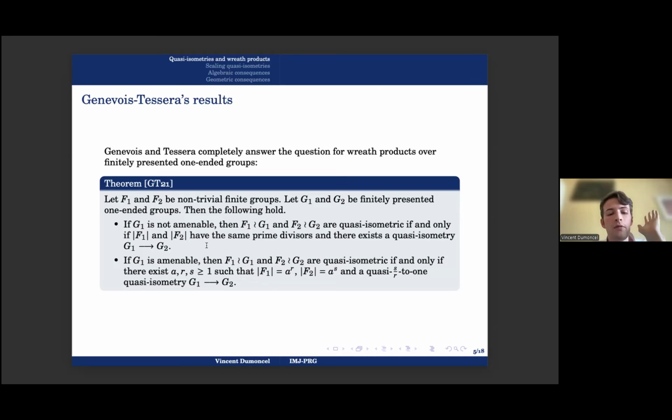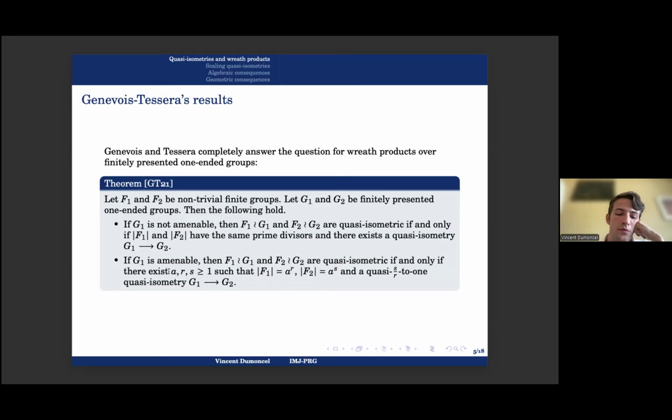But just for now, keep in mind that in the non-amenable case, these two conditions look completely independent of each other. You see, there is no interaction between the quasi-isometry here and the cardinalities of the Lemma group, or at least at first glance. The amenable situation is more rigid because here the criterion is saying that your two wreath products are quasi-isometric if and only if you have a stronger condition on the cardinalities of the Lemma group, which is that they must be powers of a common number.